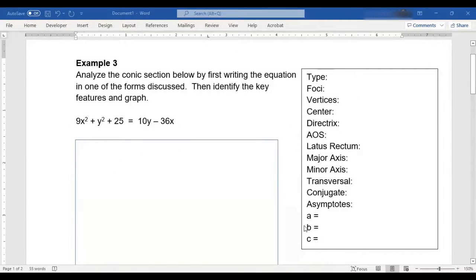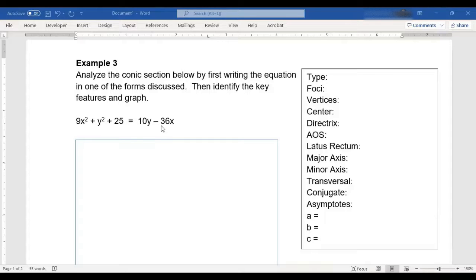Once again, I have my list of all the different types of things we might need to identify. And here's our equation: 9x squared plus y squared plus 25 is 10y minus 36x. So right now, this equation is like a royal mess. We need to move pieces around so that we can start to get it more into the shape of what we want it to be.